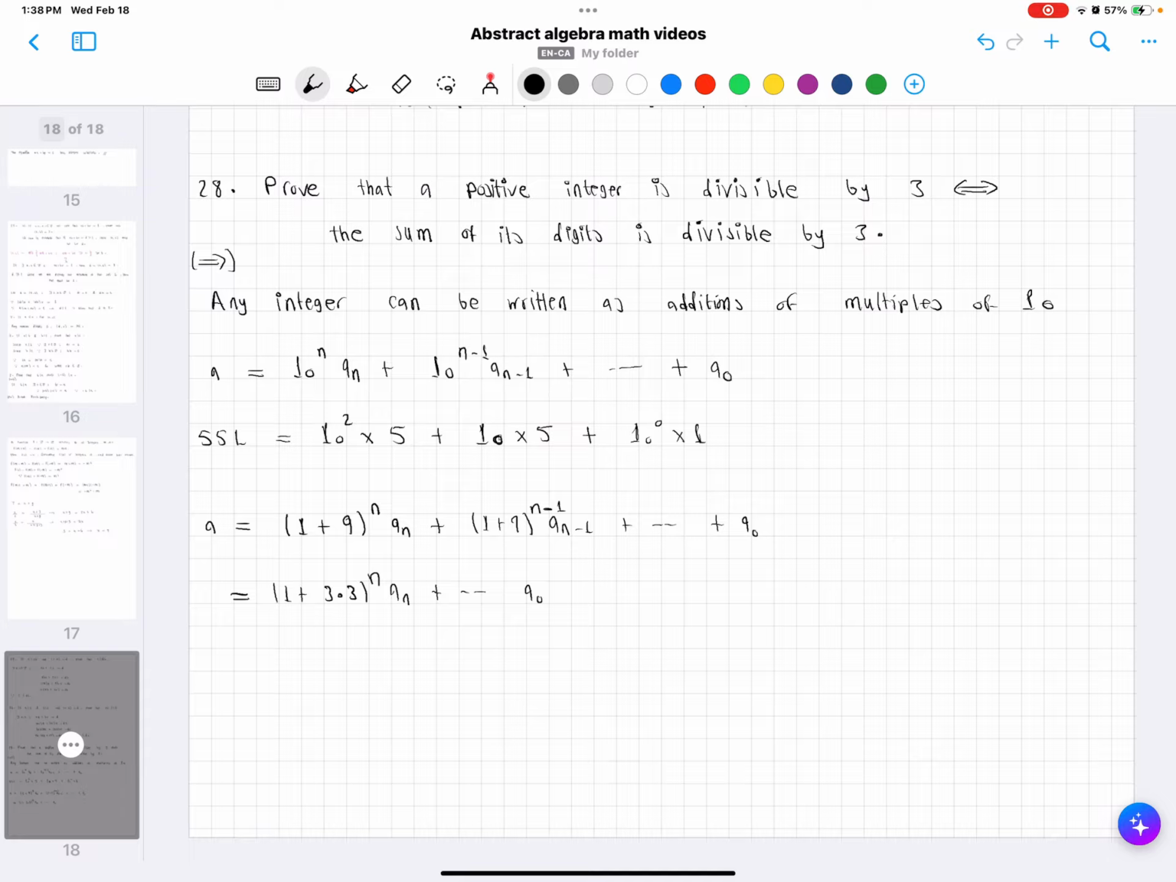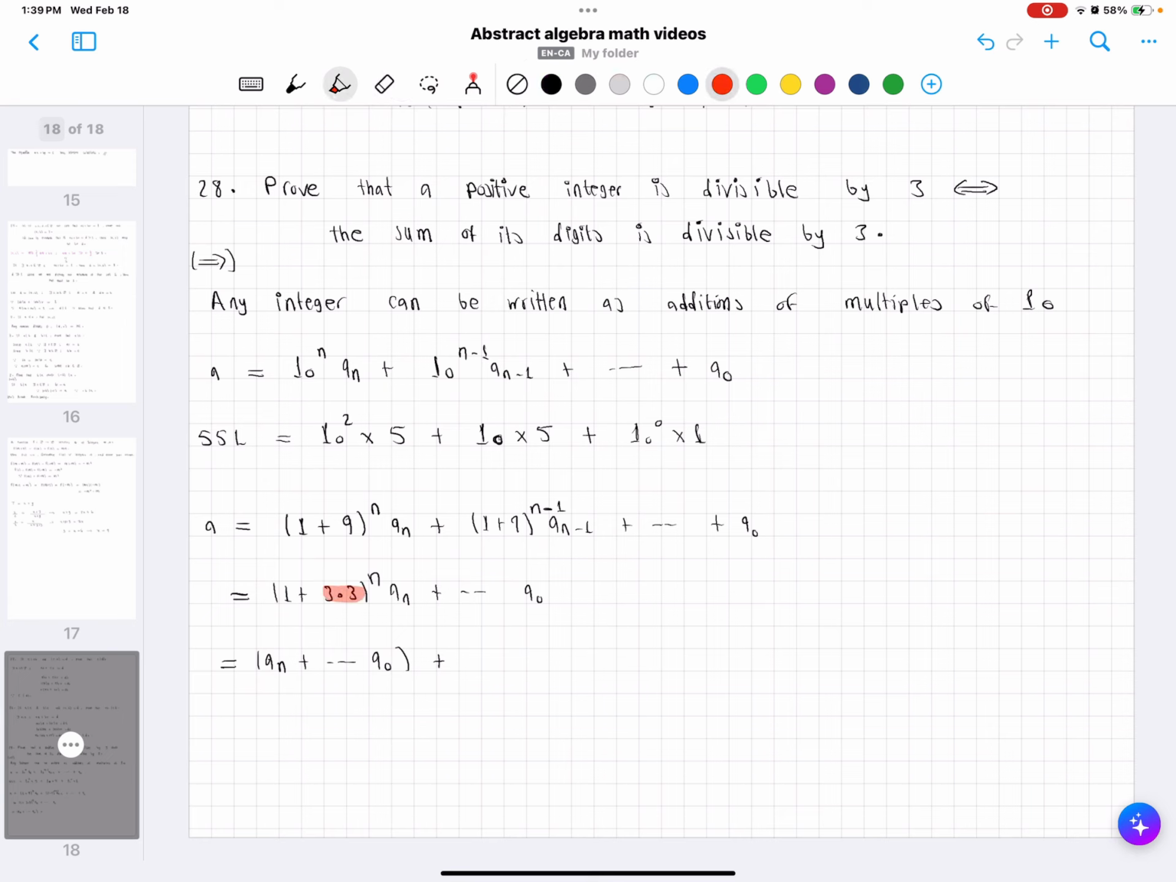Because we're guaranteed to have, when we expand this out, a_n plus all the way to a naught, and then plus some mixed terms, where those mixed terms have a multiple of 3 in them. So then plus 3 multiplied by some k, or let's just do p.